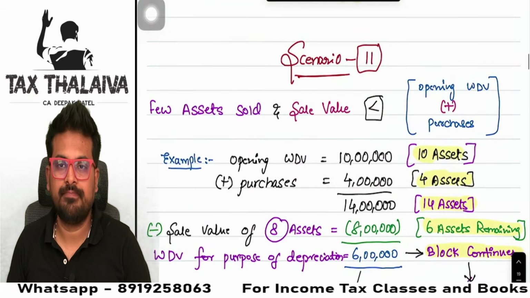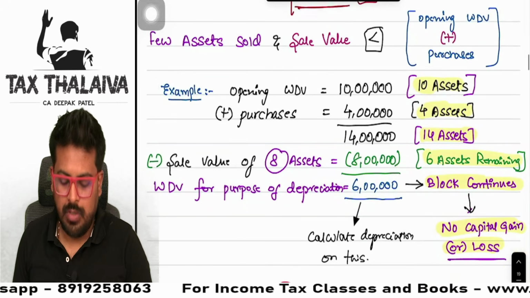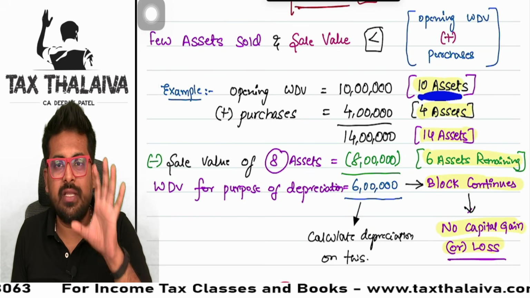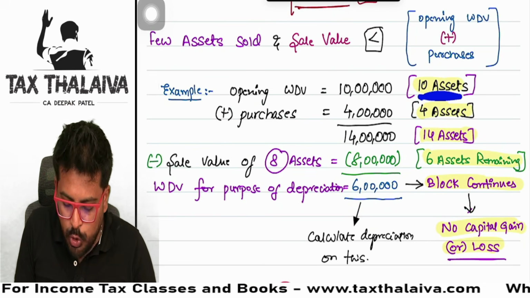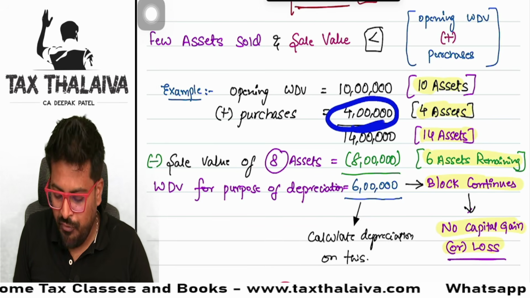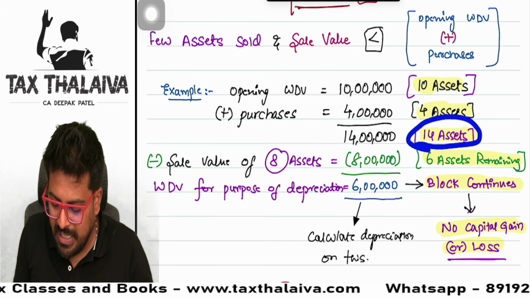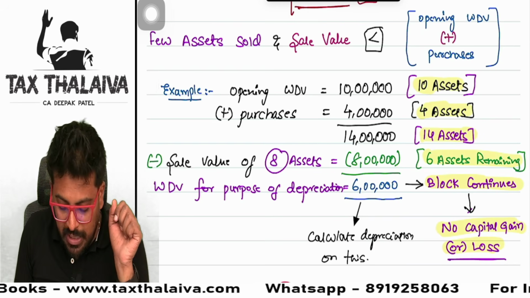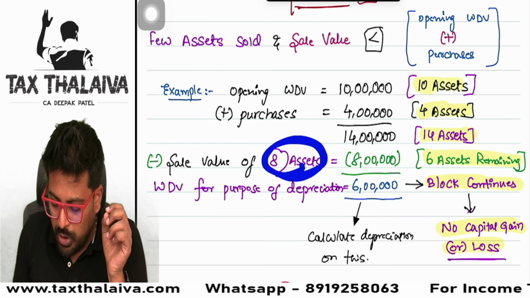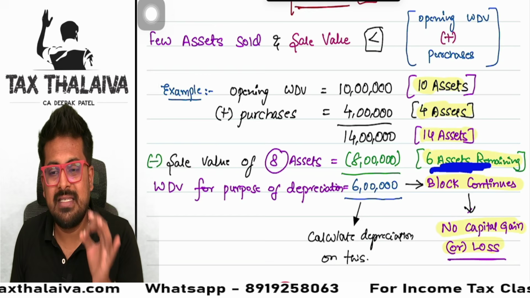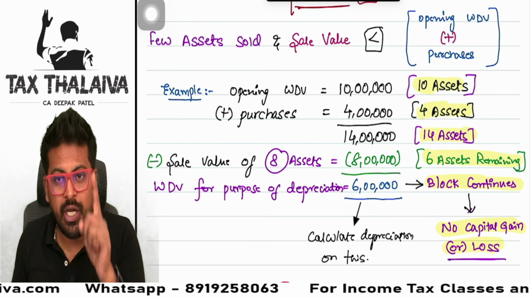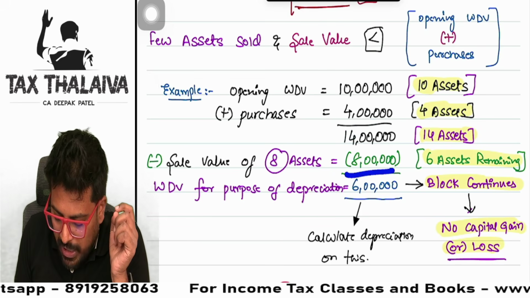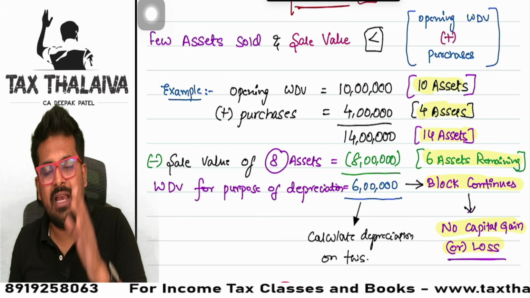Next scenario I'll take. Opening WDV of the block was 10 lakhs and 10 assets were there at the start of the year. You purchased 4 assets worth 4 lakhs. Totally 14 assets are there in the block, 14 lakhs worth of assets. During the year, you sold only 8 assets out of 14 assets. Still, 6 assets are there in your hand. But mind you, 14 lakh worth of assets are there, but you sold them only for 8 lakhs. The sale value is 8 lakhs.